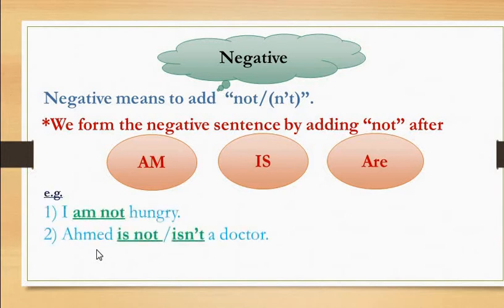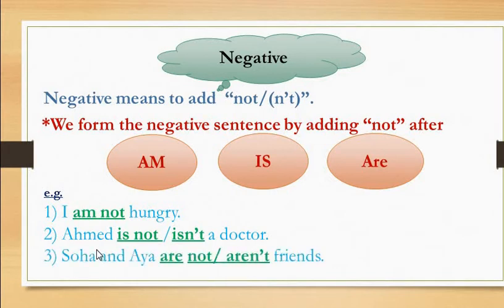Example 1. I am not hungry. Where do you add not? After am. Super. Example 2. Ahmed is not or isn't a doctor. Where do you add not? After is. Example 3. Suha and Aya are not or aren't friends. We add not after are. Great job.